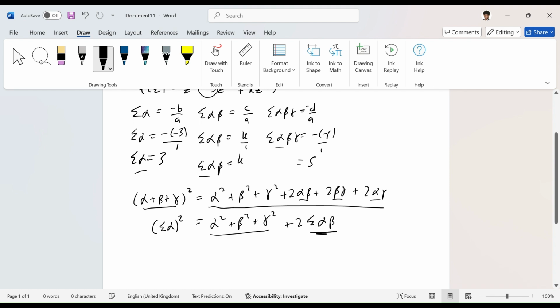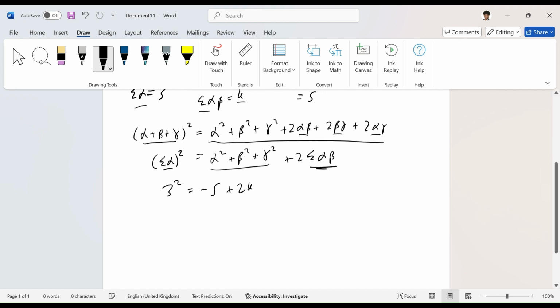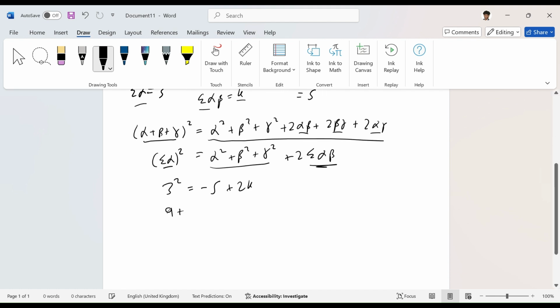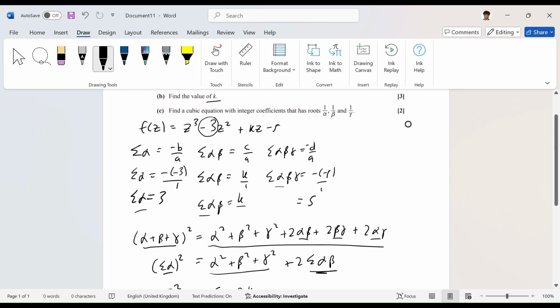And what we actually know, this is what's equal to k, right? So we can substitute k into here. We know this value and we know this value. So the sum of alphas is 3 squared. This is minus 5 here. And then we have plus 2k. So that would give us that 9 plus 5 equals 2k, and that k is equal to 7. So that's our final answer for part B.